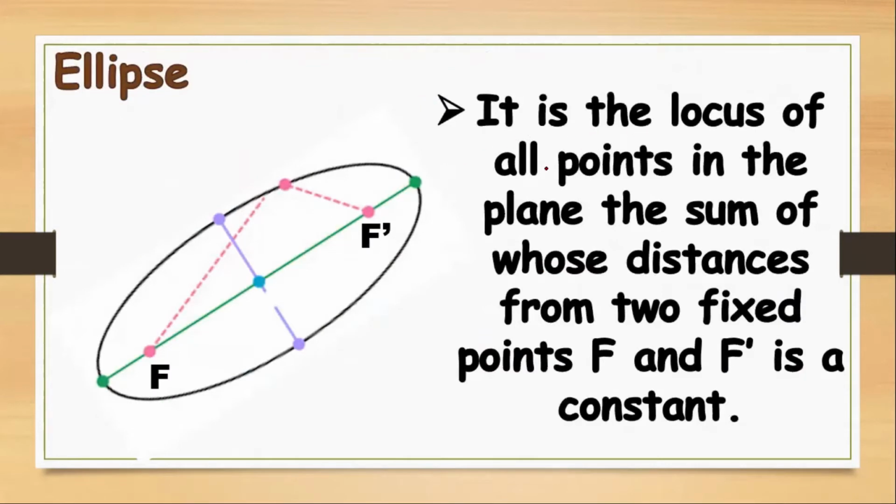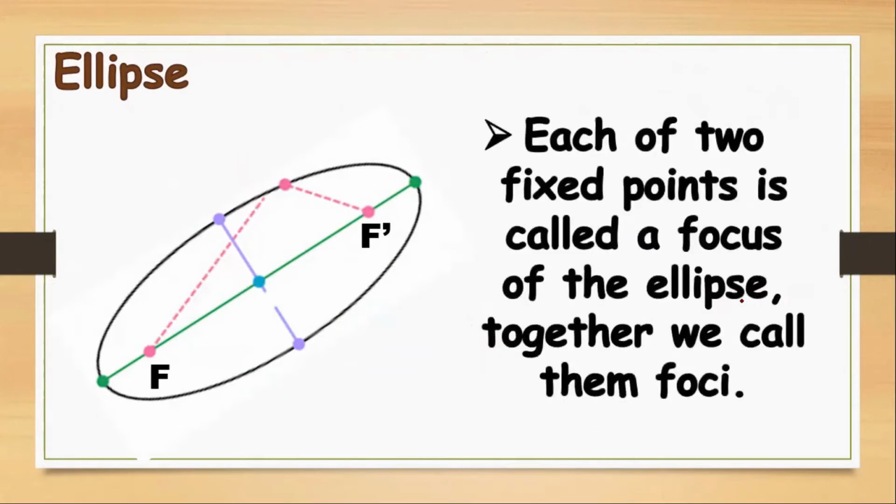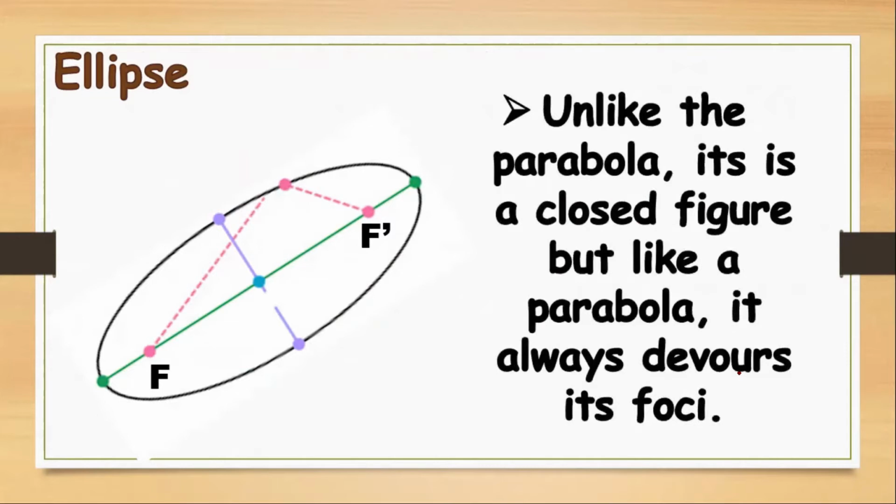It is the locus of all points in the plane, the sum of whose distances from two fixed points, F and F prime, is constant. And so, later on we will know what these F and F prime are. Each of the two fixed points is called a focus of the ellipse, and together we call them foci.